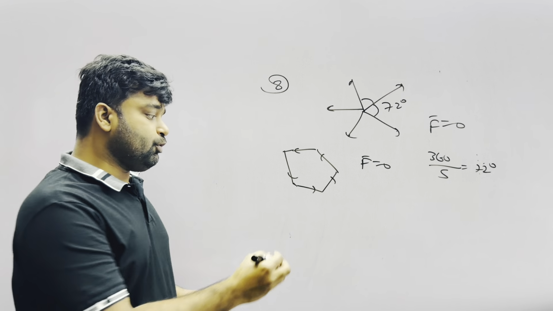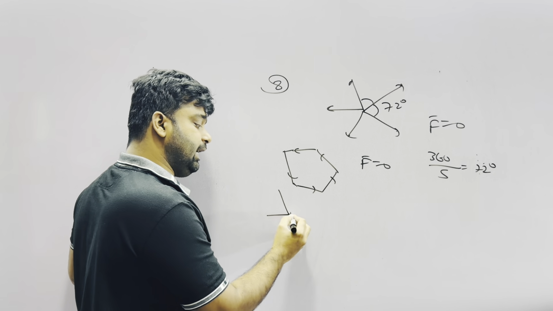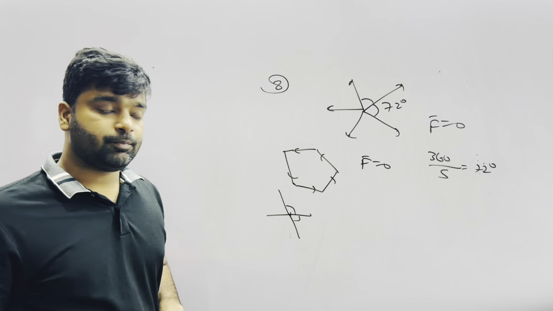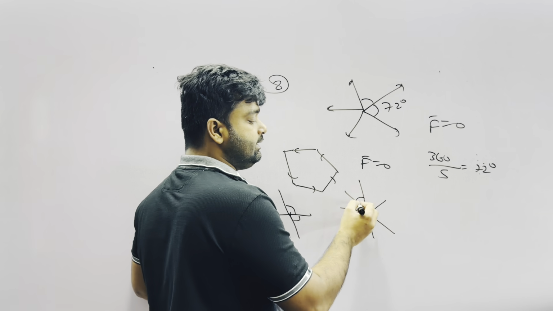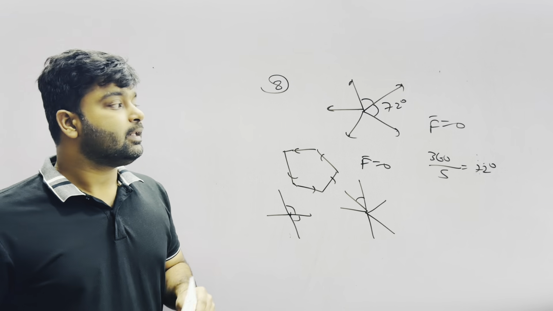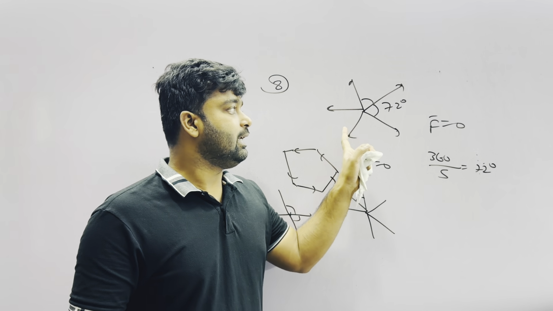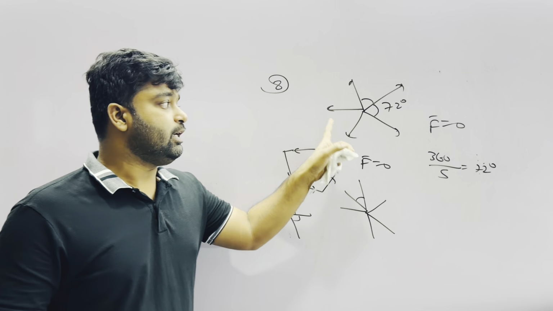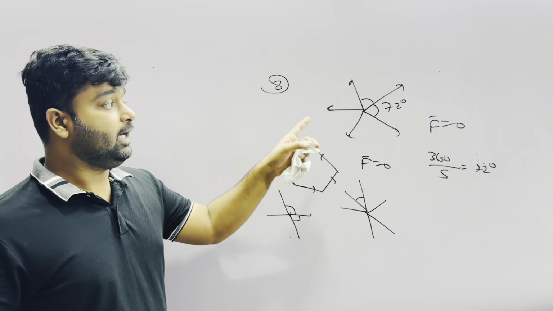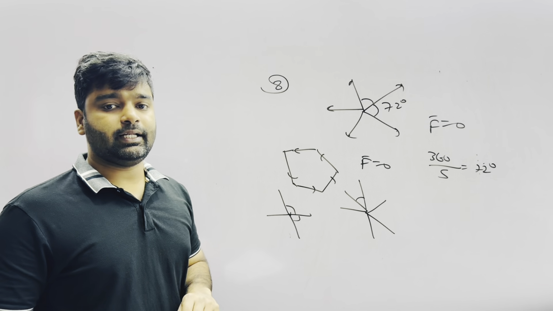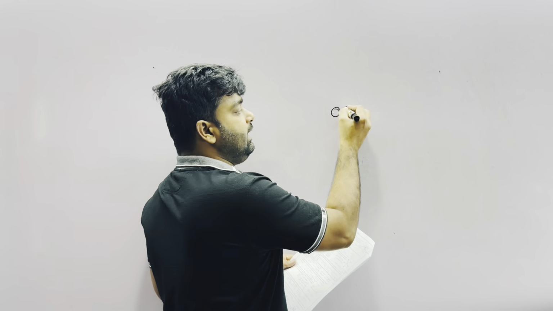If there are 4 equal forces acting at 90 degrees, the resultant will be 0. If there are 6 equal forces acting at 60 degrees to each other, the resultant will be 0. Therefore, here 5 equal forces acting symmetrically, the resultant is 0. Question number 9.